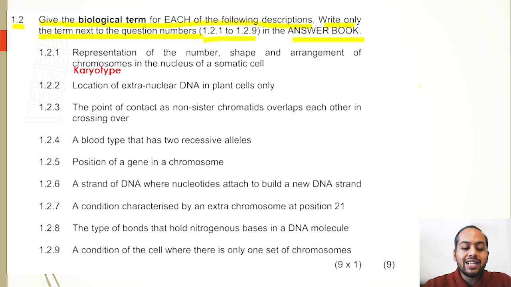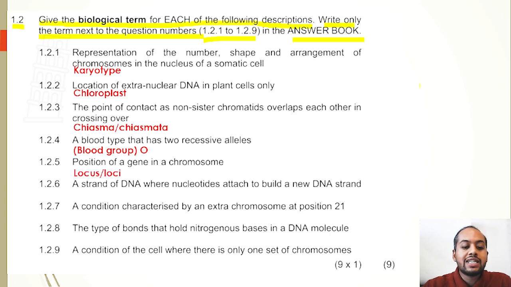The location of extranuclear DNA in plant cells only is the chloroplast. The point of contact as non-sister chromatids overlap each other in crossing over is referred to as chiasmata or chiasma. A blood type that has two recessive alleles is going to be blood type O. The position of a gene in a chromosome is referred to as the locus.